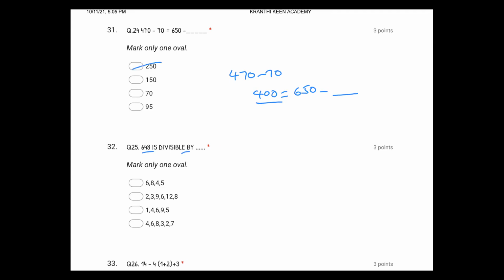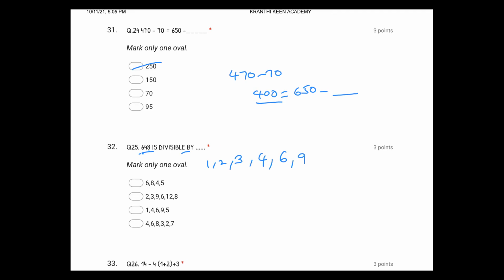And 648 is divisible by. You have to apply divisibility rules. This is first, it is divisible by 1. After that it is divisible by 2. After that it is divisible by 3. After that it is divisible by 4. After that it is divisible by 6. After that it is divisible by what? It is divisible by 9.